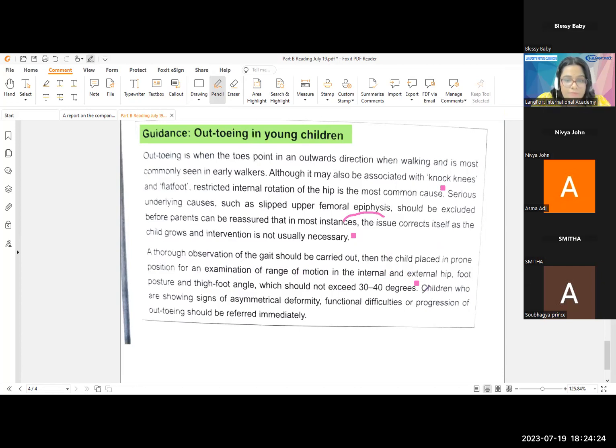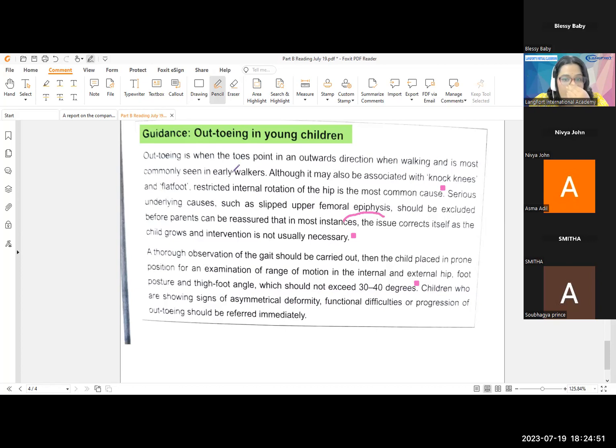Last sentence, Judy. Children who are showing signs of asymmetrical deformity, functional difficulties, or progression of outtoeing should be referred immediately. So if you have kids who are showing signs of asymmetrical deformity, functional difficulties, or the outtoeing is advancing, then they need to be referred to doctors immediately.